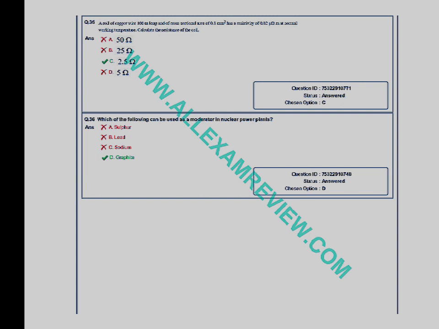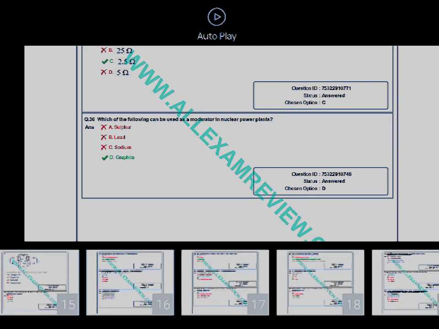Which of the following can be used as moderator in a nuclear power plant? Graphite. You have to know.